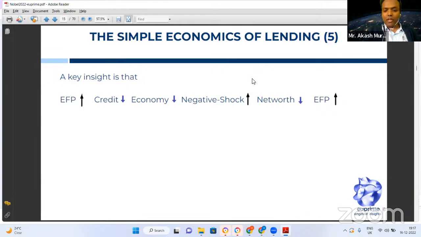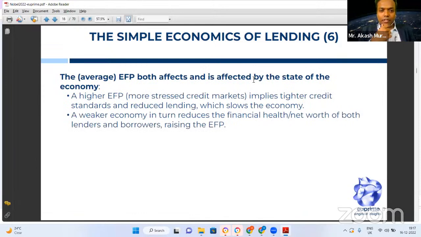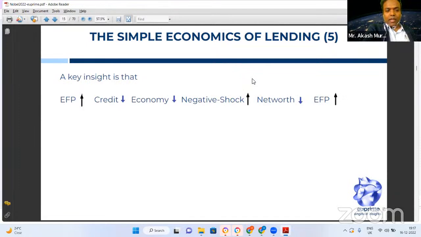The average external finance premium both affects and is affected by the state of the economy. As stated in the previous slide, the external finance premium affects the economy because it contracts the economy, and the fact that the economy is contracting ensures that it further increases the external finance premium. So the interest rates affect the economy, and the economy affects the interest rates back. It's a circular relationship. That is what is being told here.